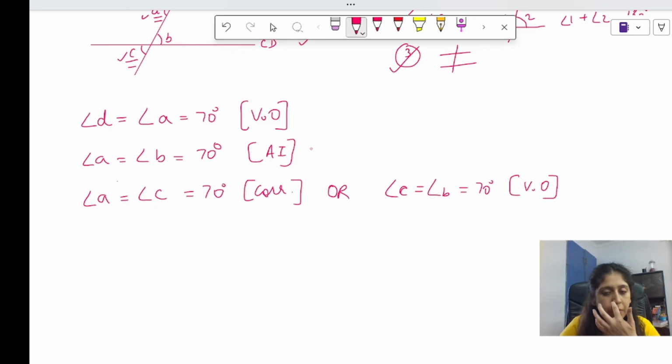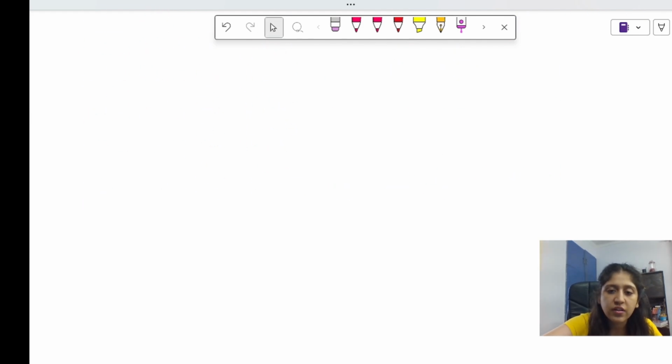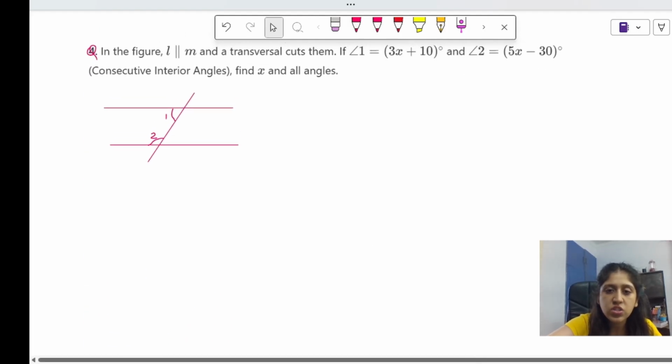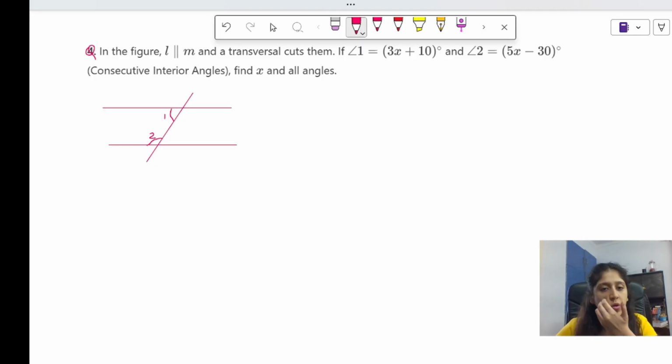ठीक है, सारे मैंने concept अपनी तरफ से try किया to cover. There are also angles. We'll see. अभी और questions भी हैं. I'll just make you revise all that. Okay. So let's just go on the second question. What is the second question? Let's just see. Second question में we have again two lines L and M. ठीक है. And these are parallel and a transversal cuts them. This is a transversal. I hope that thing is clear.